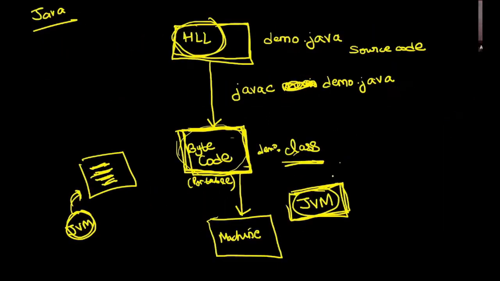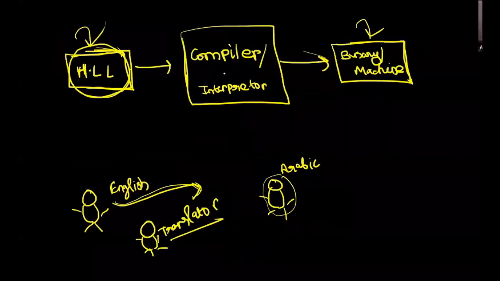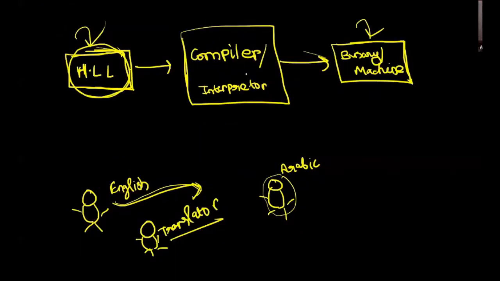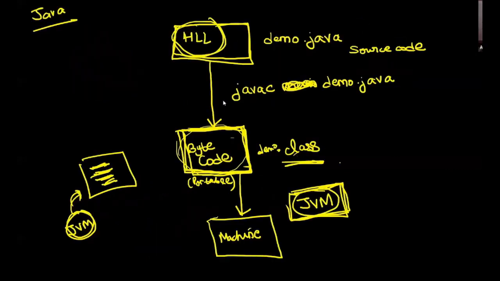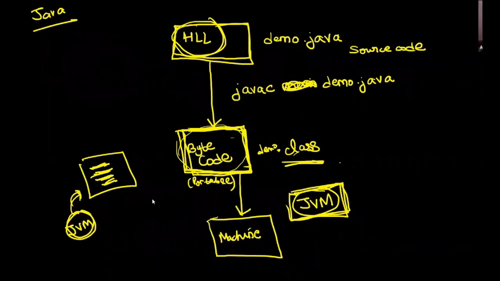So now you will tell me, hey Adarsh, can you please tell me the difference between a compiler and an interpreter? You told us that there is either a compiler or an interpreter. So what is the difference between a compiler and an interpreter? Let us try to understand that with an example. Pay attention, guys: from HLL to bytecode, a compiler is working. The compiler compiles the high level language into bytecode. And then when the bytecode is run, the JVM will interpret the bytecode line by line and convert it into machine code.